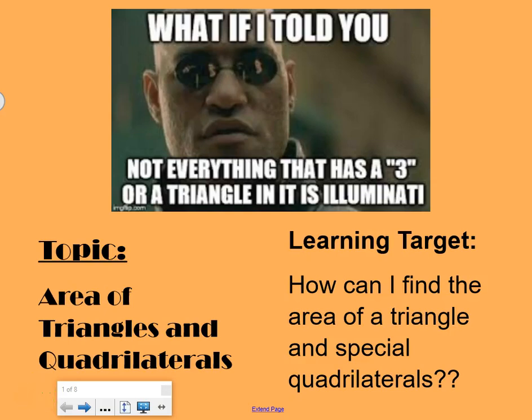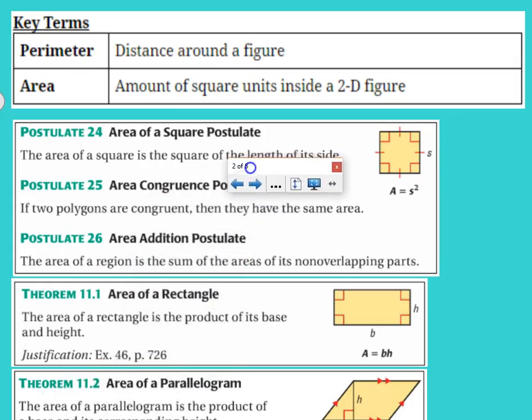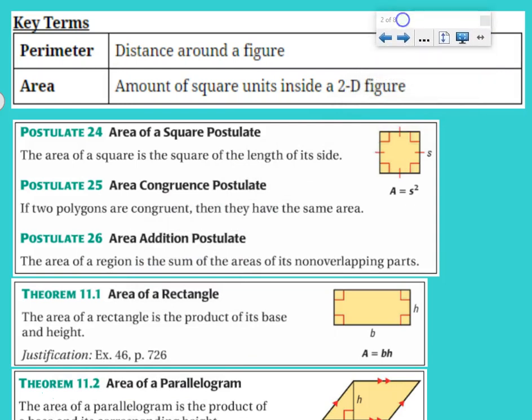Today our topic is area of triangles and quadrilaterals, and our learning target is how can I find the area of a triangle and special quadrilaterals. First piece is some vocabulary. Perimeter is the distance around a figure, and area is the amount of square units inside a 2D figure. So the key piece there is square units.